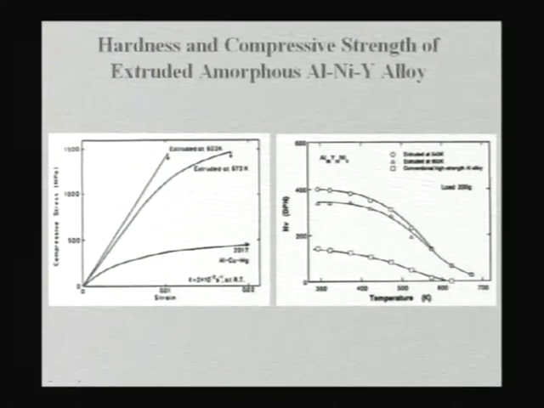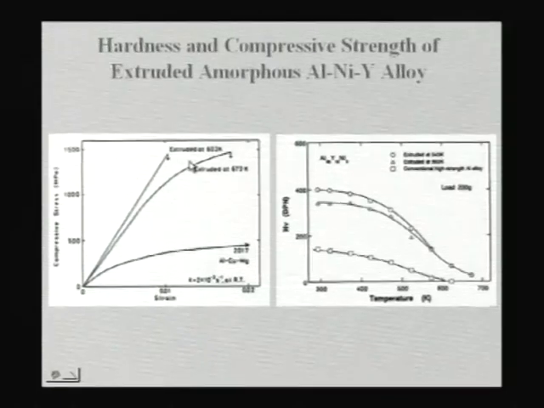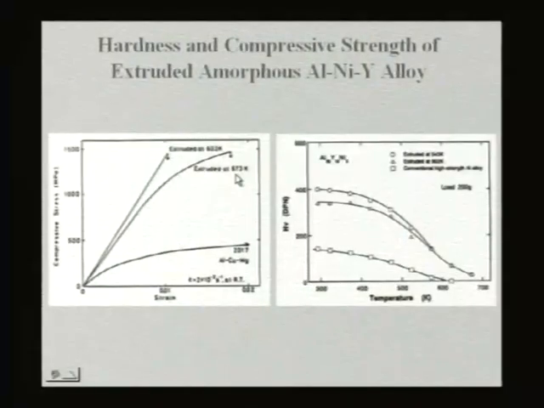And if you compare the mechanical properties here with a conventional aluminum copper magnesium alloy, you can see these aluminum nickel yttrium alloys have much higher strengths, of the order of almost 1.5 gigapascals. Though this is compressive strength, you have to remember, we are talking of compressive strength and not really tensile strength. So you can get very high strengths, but aluminum nickel yttrium alloys are not really good for ductility.